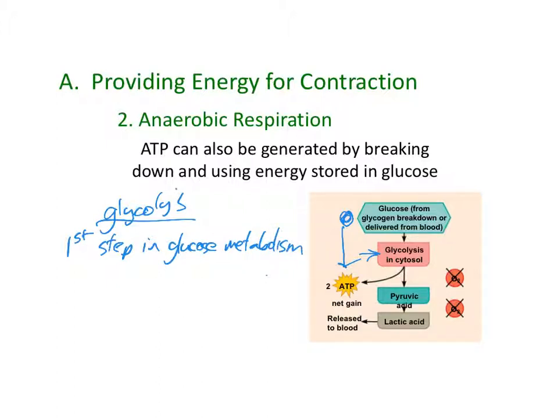Some of the advantages of glycolysis are that it does not require oxygen, so no O2 needed. And for every glucose molecule that you break down, you get 2 ATP.